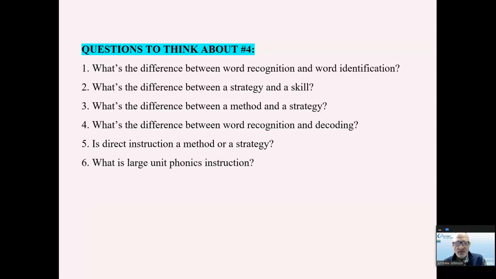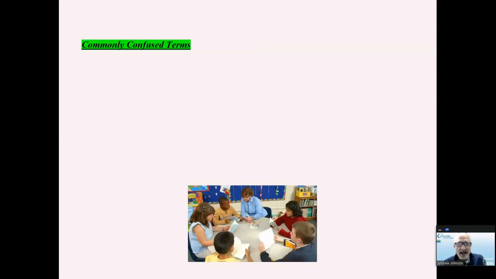So, questions to think about. What's the difference between word recognition and word identification? Between a strategy and a skill? A method and a strategy, word recognition and decoding. Is direct instruction a method or a strategy? What is large unit phonics? So let's get down to it.